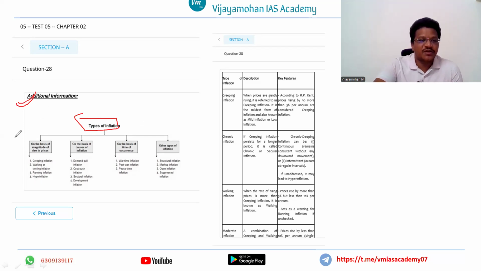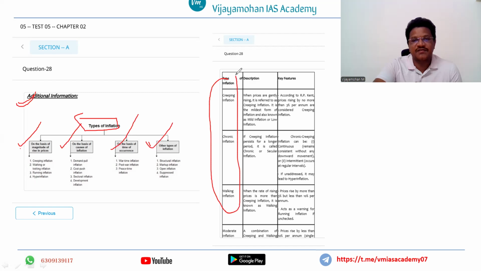Types of inflation: on the basis of magnitude of rise in prices, on the basis of causes of inflation, on the basis of time of occurrence, and other types of inflation. Then this is about the types of inflation, their description and their key features.